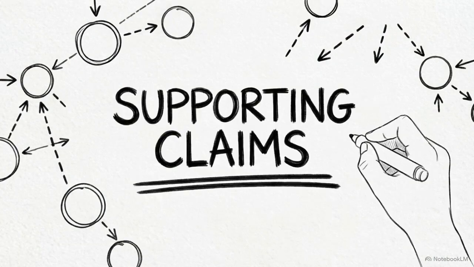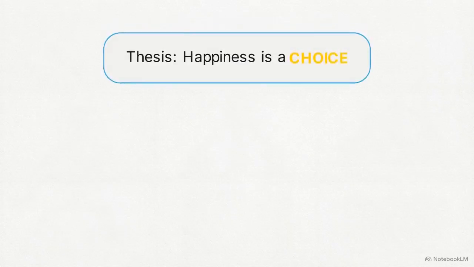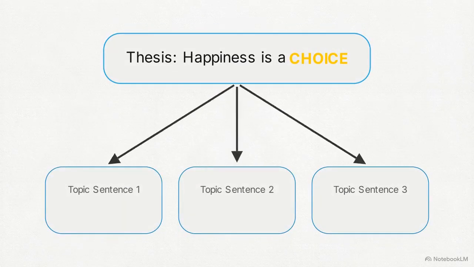Next, we establish the topic sentences. Treat these like mini debates. Each topic sentence must individually prove a specific fraction of your overall thesis. If your main thesis argues that happiness is a choice, that core concept must echo down. The word choice, or a direct synonym, needs to physically appear in almost every single topic sentence you write.